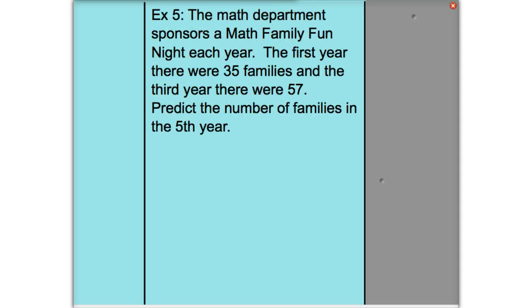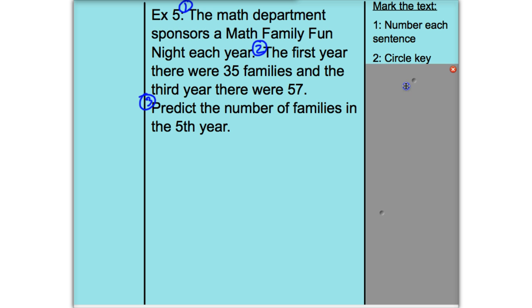I'll try and get this one done a little bit more quickly. There won't be as much explaining to do. So first we're going to mark the text real quickly. Circle key terms. So basically the numbers is what you want to circle. 35 families, first year, so there were some numbers that were written out for you so it wasn't as obvious that they were numbers that we wanted to look at.